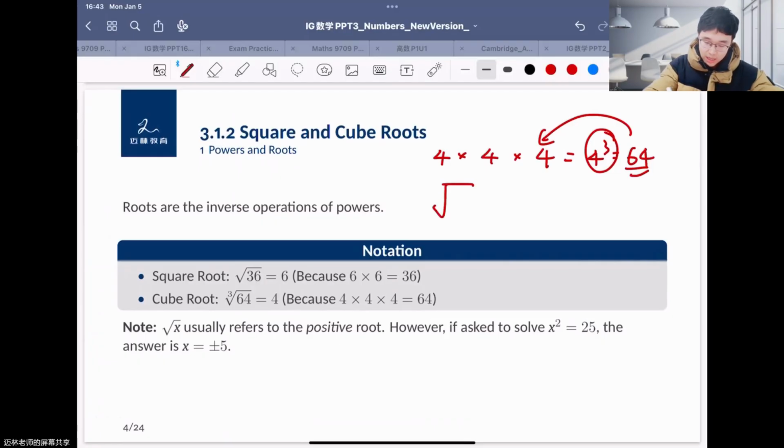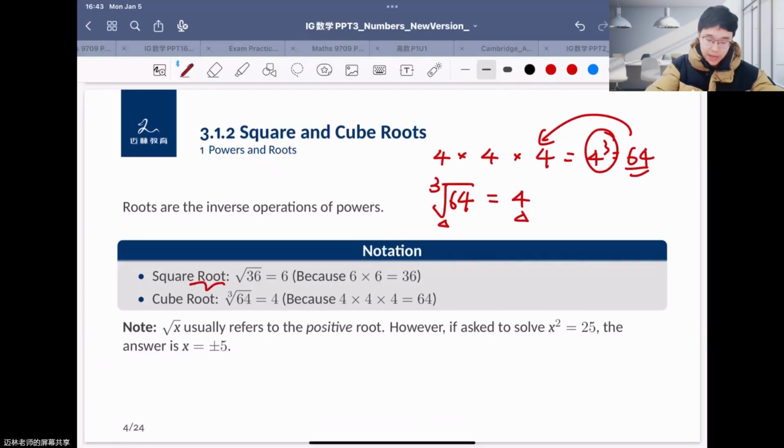You can add the root symbol, which looks a bit like a parachute, and put 64 under it. That is how we make a cube root. It means you're going to find a single number, like 4, whose cube goes to 64. So this is an inverse operation for the power.